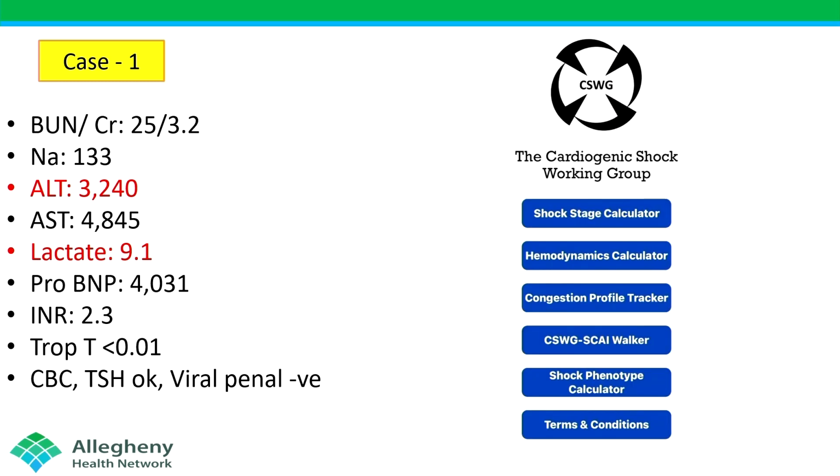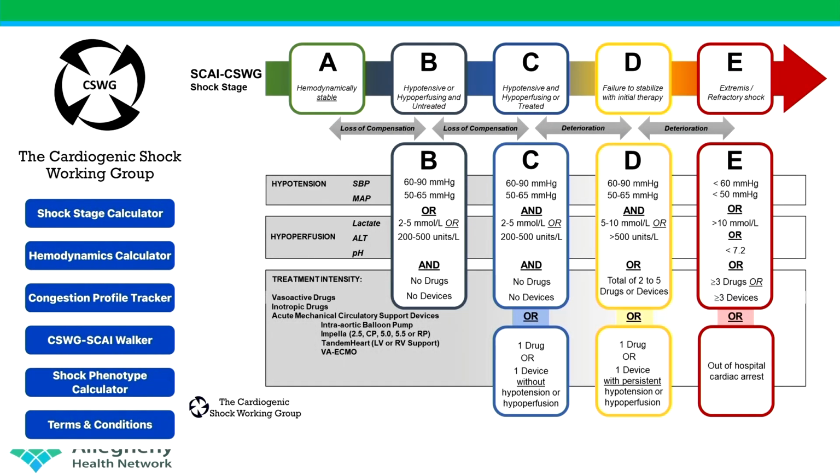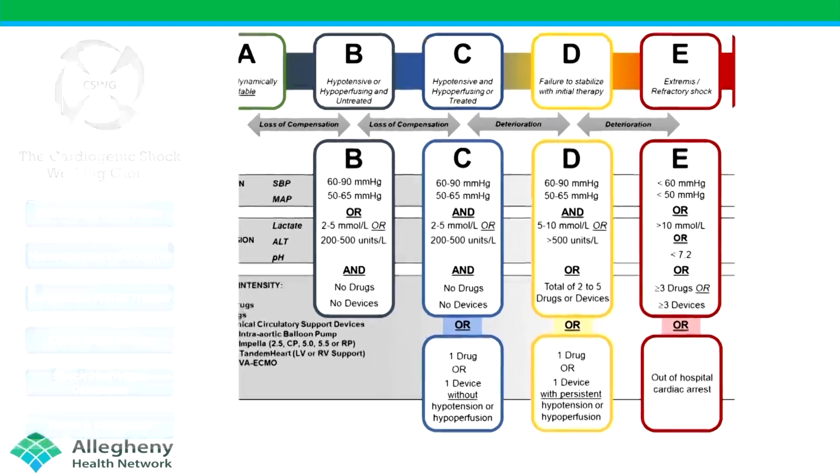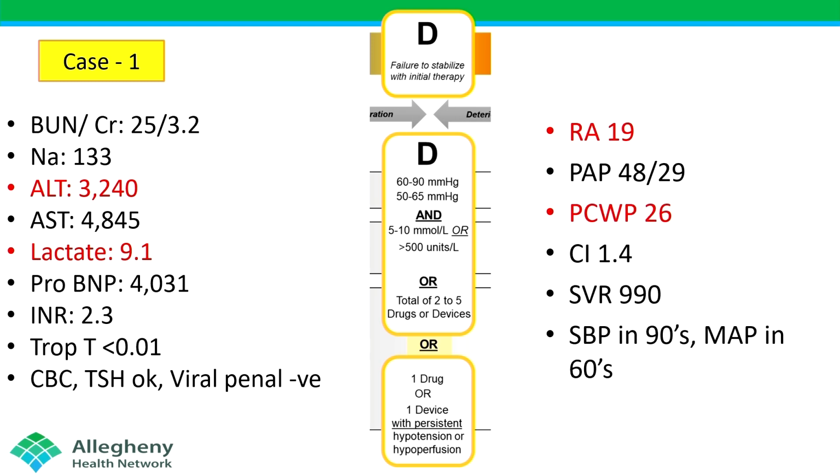So we took out our friendly CSWG shock app to try and understand which SCAI stage this gentleman falls into. And it tells us that this is a patient who, even though, again, sitting there talking to us, is truly SCAI stage D based on the information that was just provided on the lactate. And again, I wanted to emphasize here, we don't really need Swan hemodynamics just to initially risk stratify these patients. But since we didn't want to not do a Swan, that's what we did.